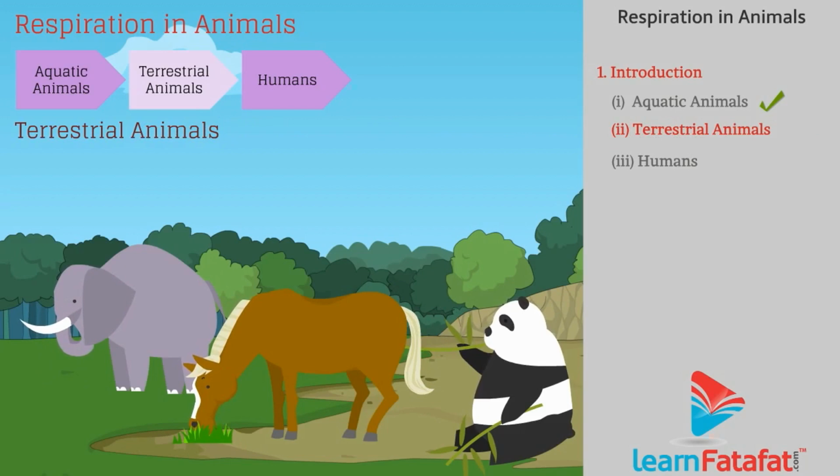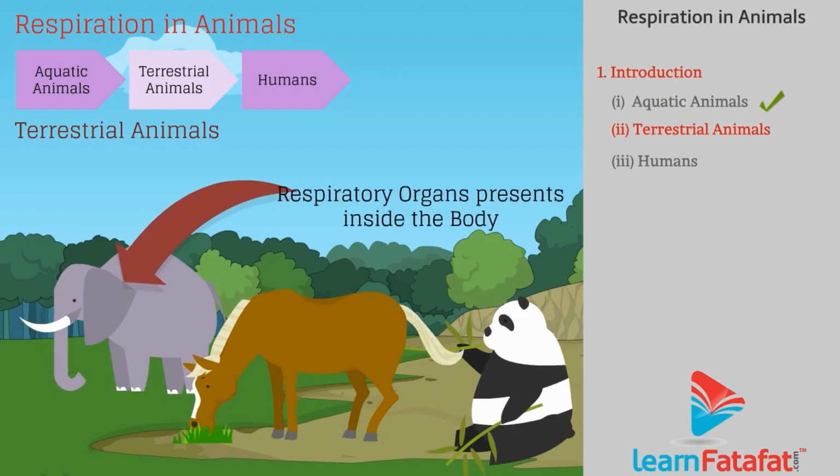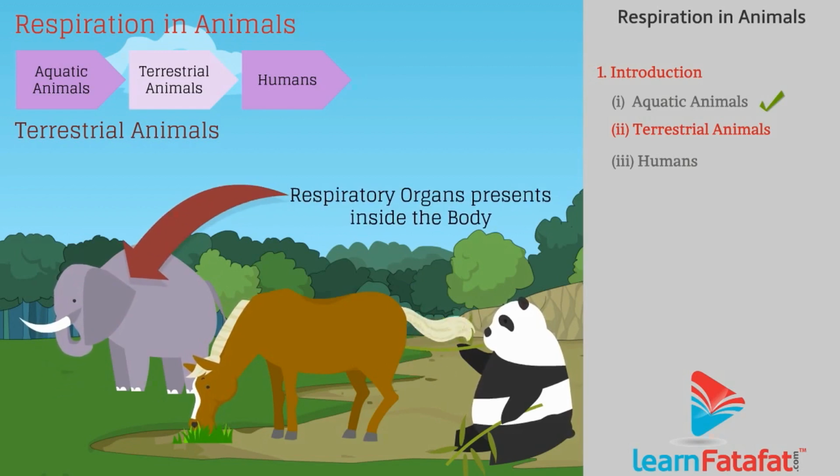Respiration in terrestrial animals. Terrestrial animals use atmospheric oxygen for respiration. Respiratory organs are very fine and delicate. Hence, these are placed within the body.